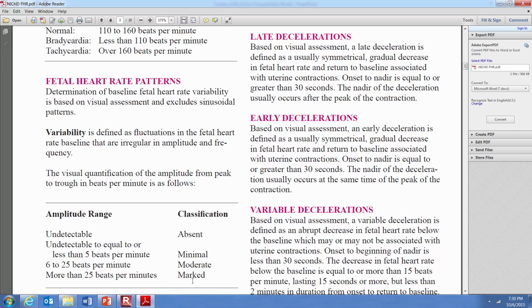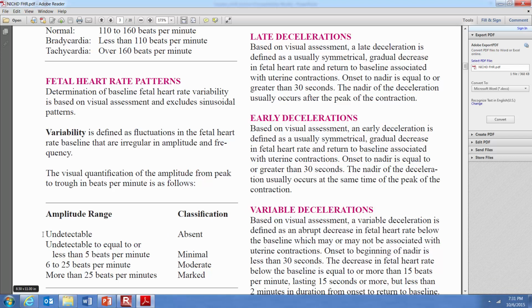Okay, why is that important? Variability tells us the oxygenation status of our baby. So if our baby has a normal baseline, a normal heart rate, 110 to 160, but the variability is telling us our baby is poorly oxygenated, we're going to do something for our baby. It doesn't matter that it's a normal heart rate. If our oxygenation is bad, we need to do something, okay? You can have a normal heart rate with bad oxygenation. You have to do something, okay? So which one is bad oxygenation?